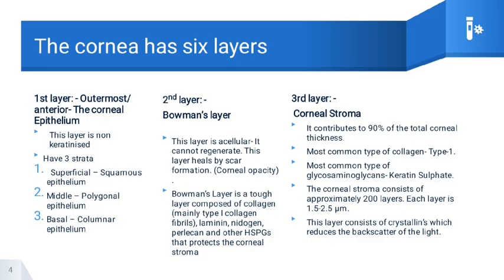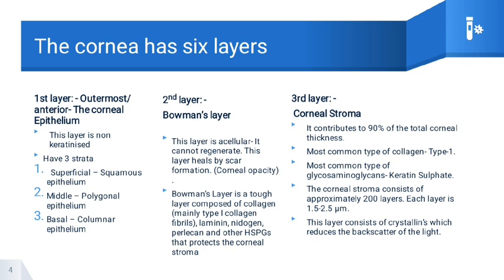The first one is called the corneal epithelium, the second one is called Bowman's layer, the third one is called corneal stroma, the fourth one is called Dua's layer, the fifth one is called Descemet's layer, and the sixth one is called corneal endothelium. Firstly, we'll be starting with the corneal epithelium. This layer is non-keratinized. It has three strata: superficial, middle, and basal. Superficial is composed of squamous epithelium, the middle one is composed of polygonal epithelium, and the basal is composed of columnar epithelium.